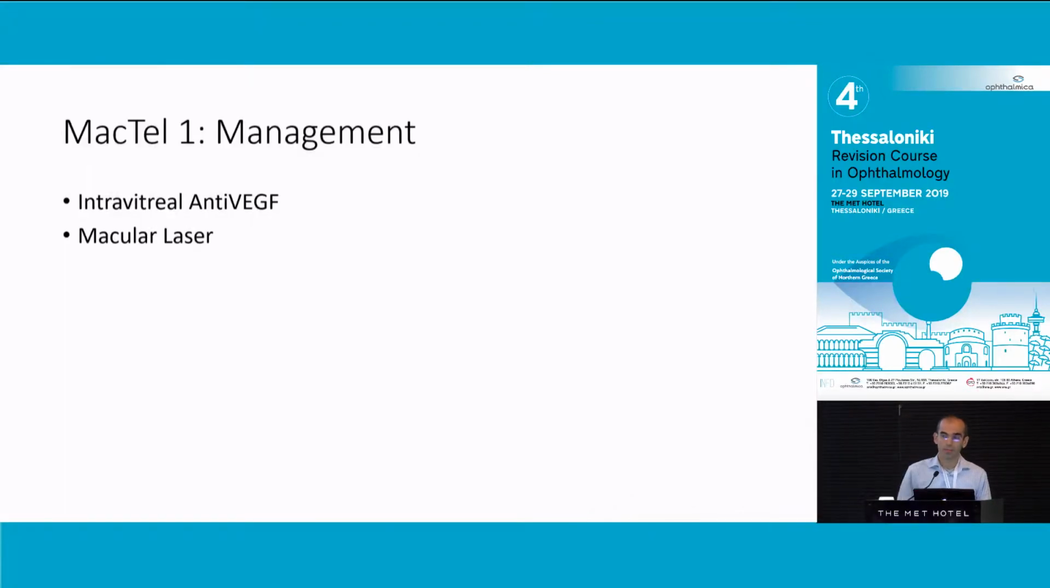Now, how would you manage it? Well, it behaves very similar to a branch vein occlusion, a diabetic macular edema. So first-line treatment will be with anti-VEGF agents. There have been some reports with macular laser, which also works. It's a reasonably straightforward disease to manage, and the outcomes are reasonably good.